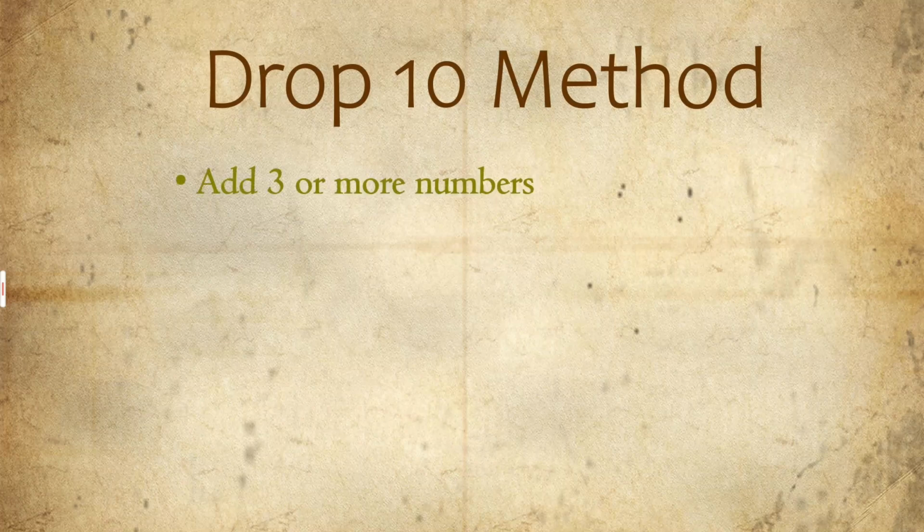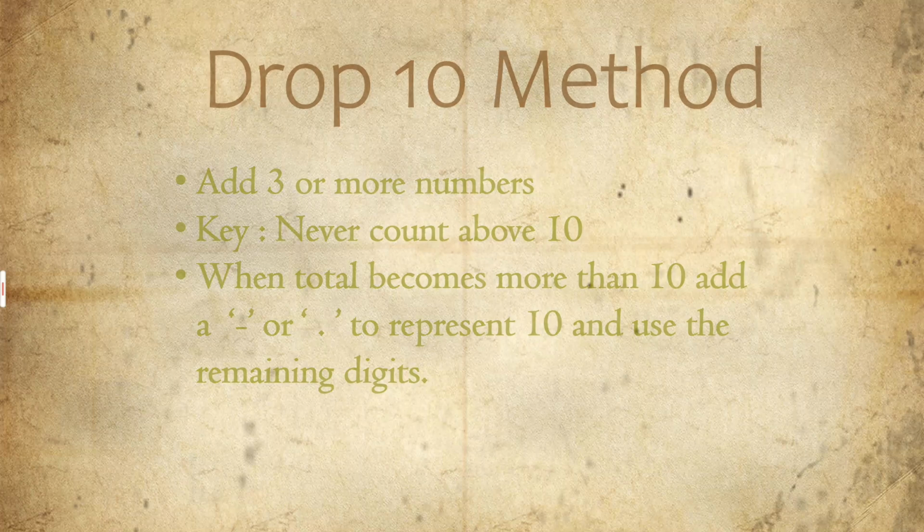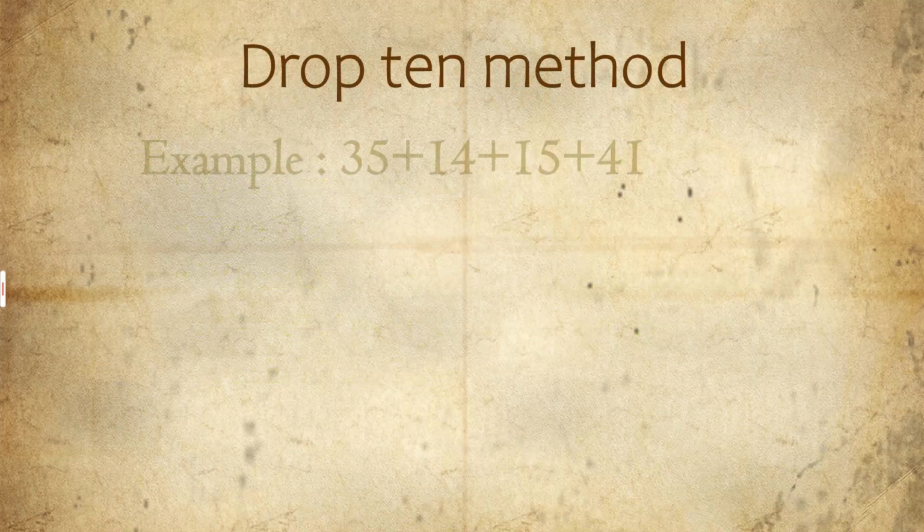In words, basically the drop 10 method is used to add 3 or more numbers. The key to this method is to never count above 10. How? We're going to understand that with an example. So whenever the total becomes more than 10, then we add a dash or period, dot, whatever you call it, to represent the value of 10, and then use the remaining digits for the further addition. Let's understand better with the help of an example.